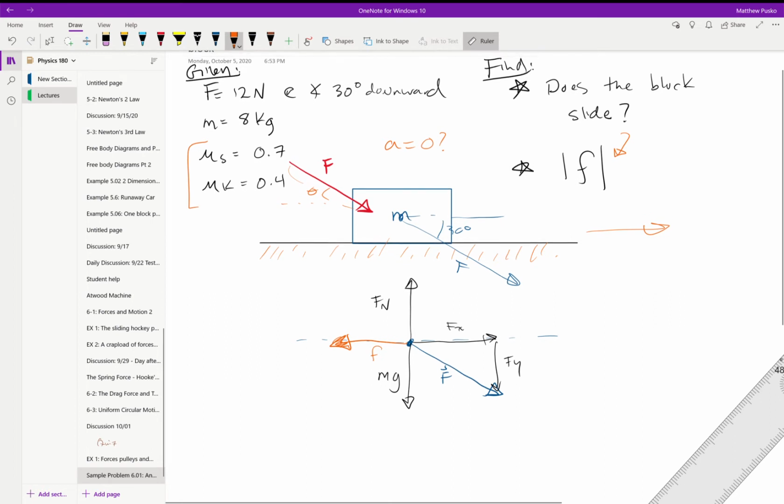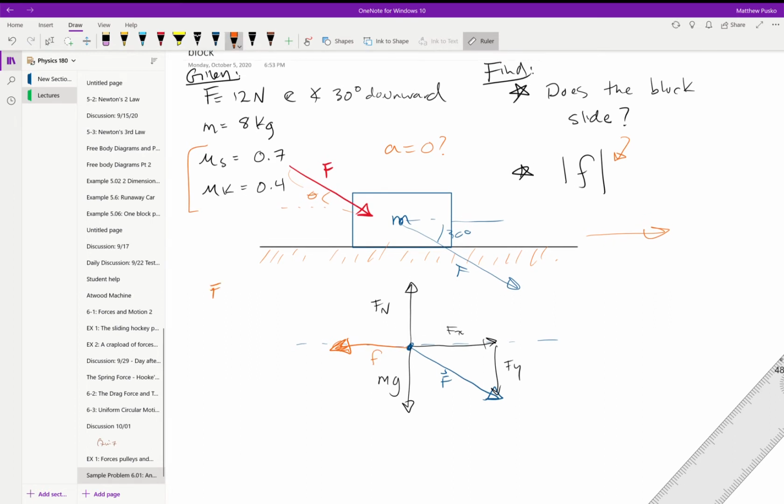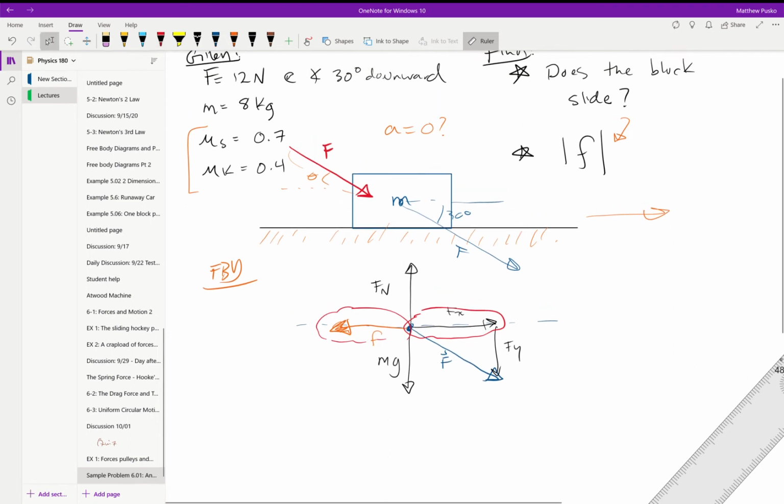Okay, now we got our free body diagram. They want to know, does it slide? Well, I only see two forces in the x direction. I see this one, and I see this one. So is the acceleration going to be equal to 0? Well, we can say what conditions make it 0. What conditions give an acceleration equal to 0?